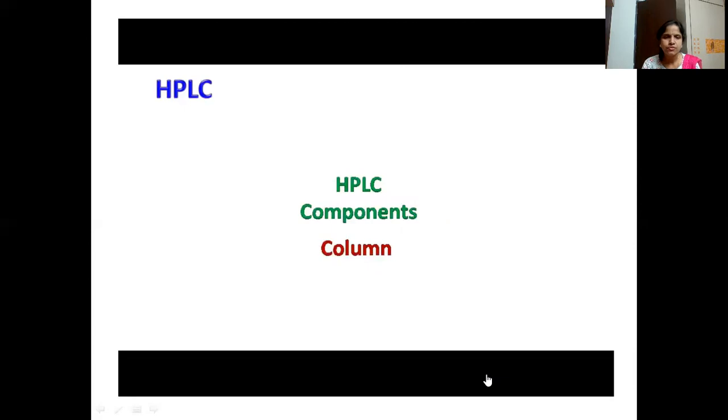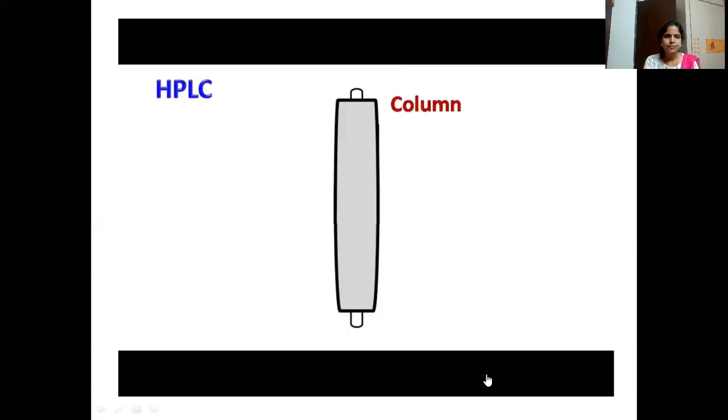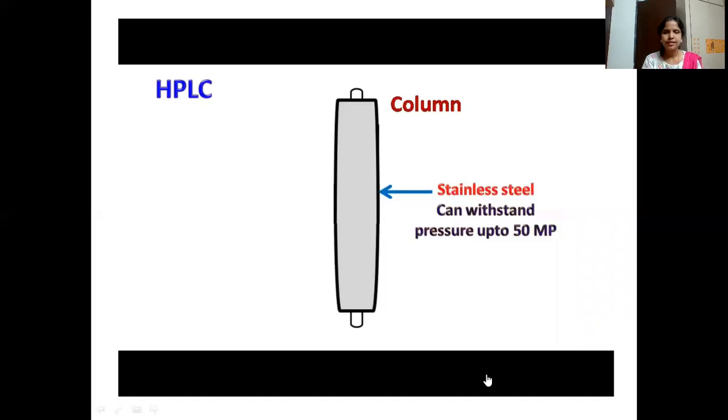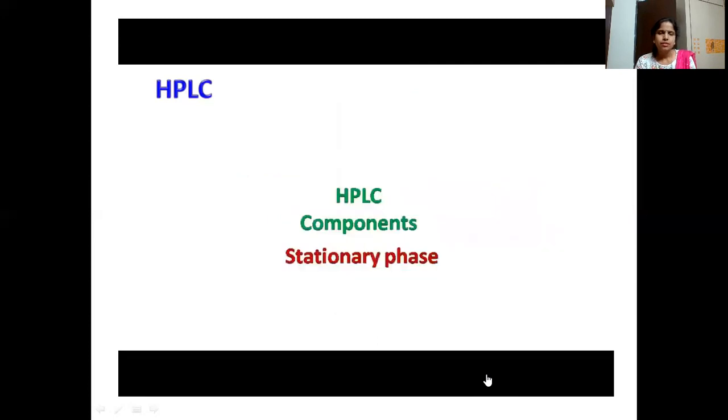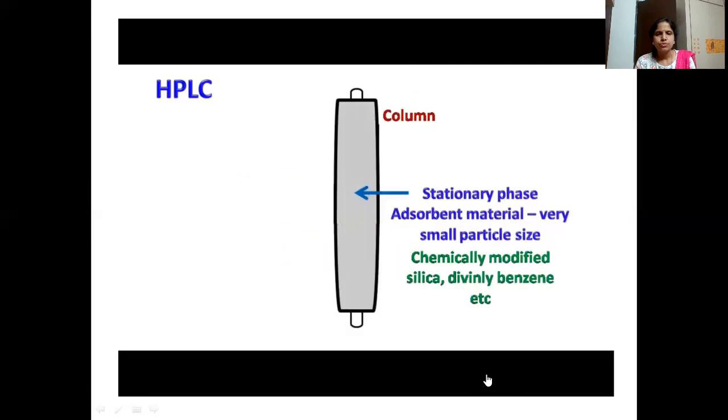Now in the components, the first component is the column. This column is made of stainless steel, and it can withstand a pressure of up to 50 megapascals. You can see the length of the column is 5 to 25 centimeters, but the diameter is 4.5 millimeters. With the various column lengths you will have, the flow rate will be 1 to 3 ml per minute. All this you have to remember, the size and the flow also.